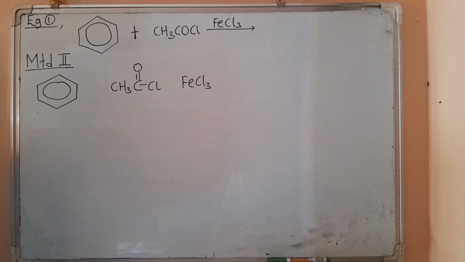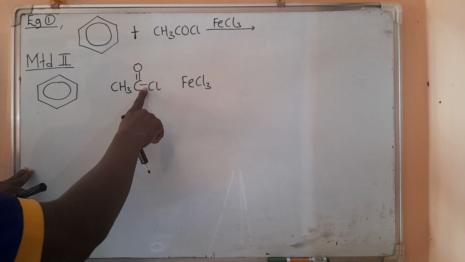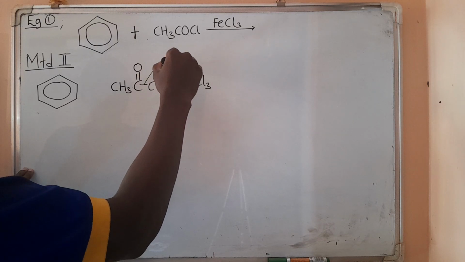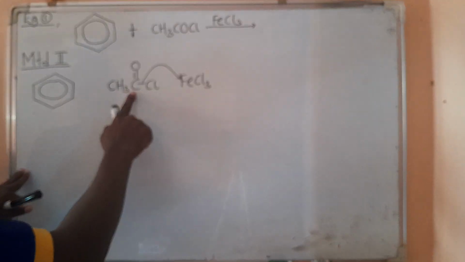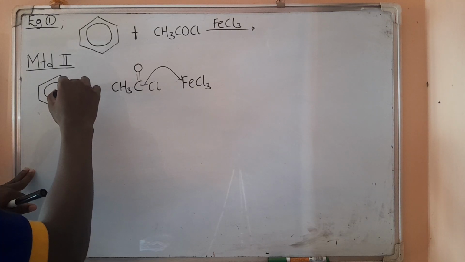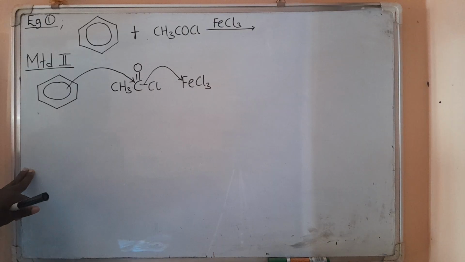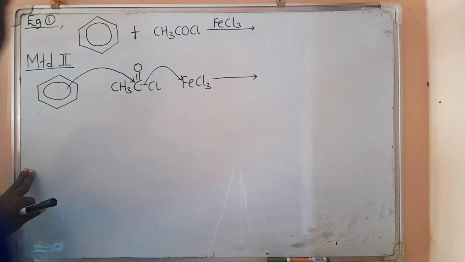So iron has vacant orbitals, indicating that it is electron deficient, or it is an electron pair acceptor. Therefore, since this bond is polar, chlorine takes electrons towards itself and then donates them to electron deficient iron. Once it donates there, then this carbon also becomes electron deficient. So we take electrons from benzene and donate them to that electron deficient carbon. As a result, we shall have the following.